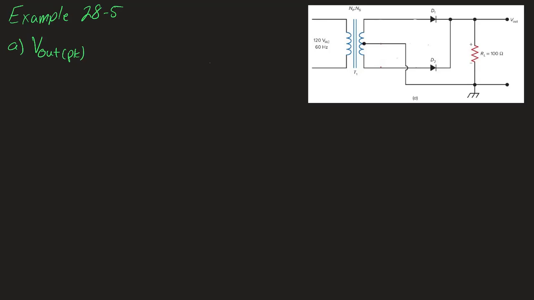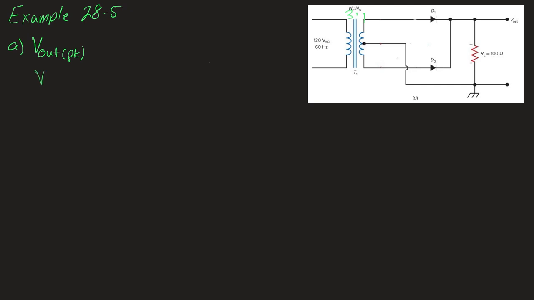In this video, we're going to take a look at example 28-5. So the first thing we want to calculate is the peak output voltage. But before we can do that, we need to determine what the step-down voltage is. In this example, we've got a 3-to-1 transformer.